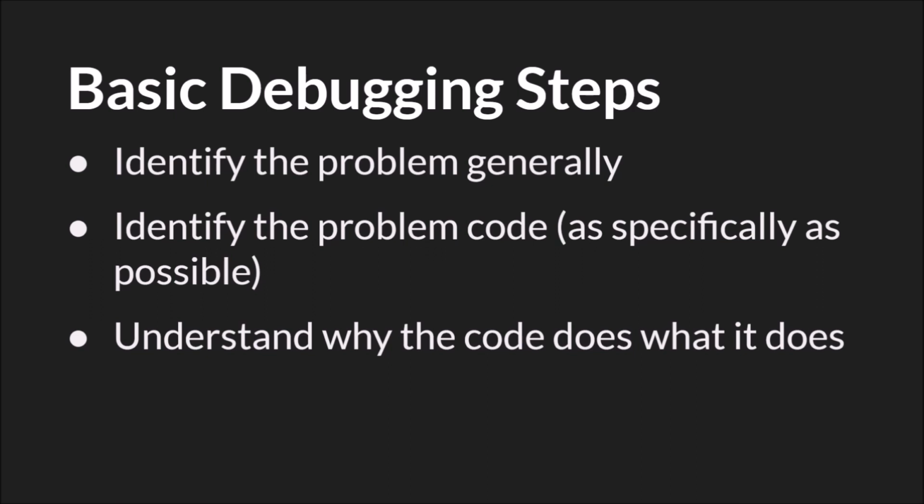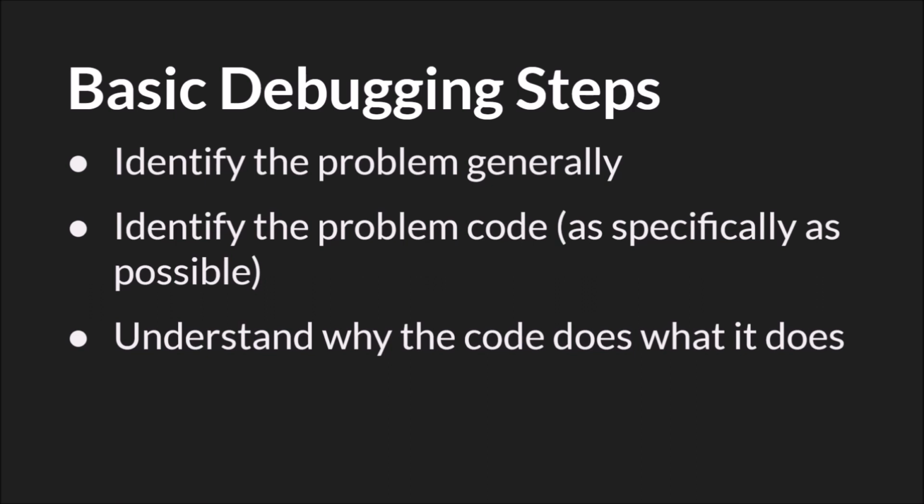After you can do this, you want to identify the code that is causing the thing to happen. Again, as specifically as possible. In an ideal world, you would get it down to a single line. You would know which line of code is causing the problem. Often, though, this isn't realistic and you have to get it down to a block, or a script, or some section of code that you're pretty sure is causing the problem.